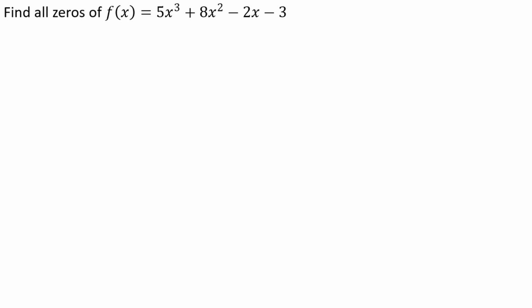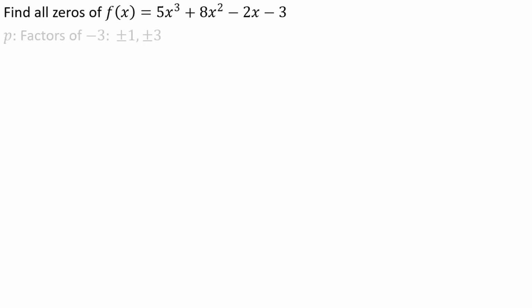Okay, let's try one final problem. We have f of x is equal to 5x to the 3rd power plus 8x squared minus 2x minus 3. Pause the video and see if you can find all possible rational zeros for this polynomial using the rational zeros theorem. Okay, hopefully you've given it a try.